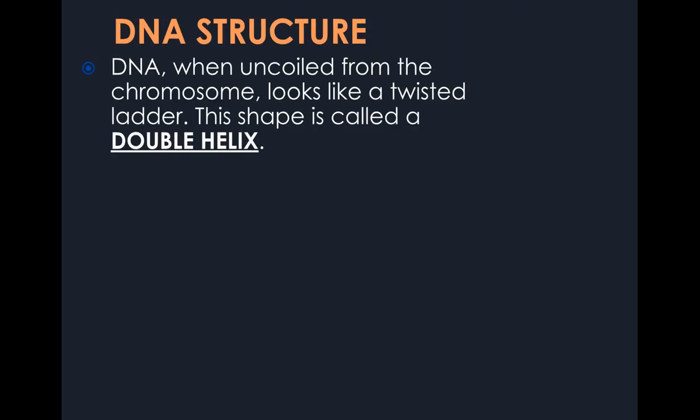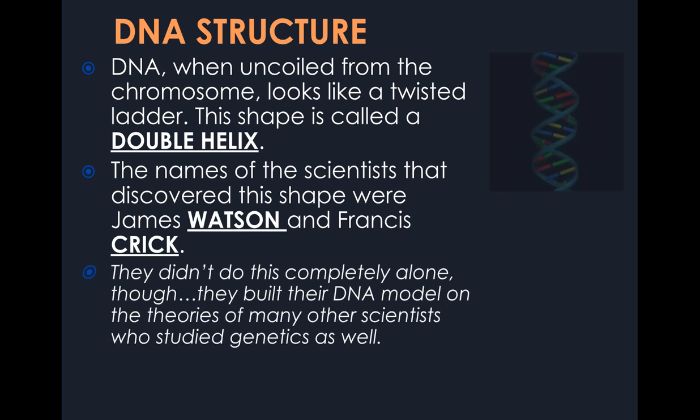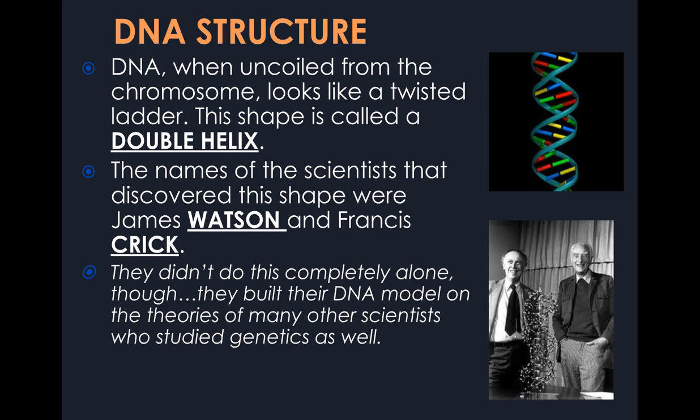DNA, when uncoiled from that chromosome, kind of looks like a twisted ladder. This shape is called a double helix. The names of the scientists that discovered this shape were James Watson and Francis Crick. However, these guys didn't do all of this completely alone. They did build their DNA model on the theories of many other scientists who studied genetics, but these are the guys who we give the most credit for discovering the double helix shape, which is that twisted ladder. So if you were to take just a regular step ladder and give it a twist, that's what we call a twisted ladder or a double helix.